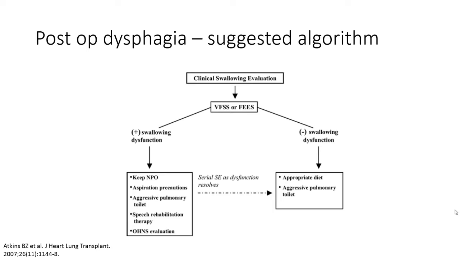And then this was their suggested algorithm of how they dealt with their postoperative patients. Once they had their bedside swallow, if it was positive, they go on for a video or fiber optic swallow. If it was negative, obviously they just do the appropriate diet and go on with their life. If it was positive, they keep these people on PO. I mean, things we already do: aspiration precautions, very aggressive pulmonary toilet, which is important post-transplant for obvious reasons, and getting speech and potentially ENT involved early to help these people recover, have speech work with them, and then do serial exams until it resolves and get them on a good diet.